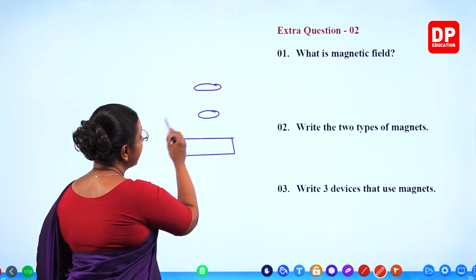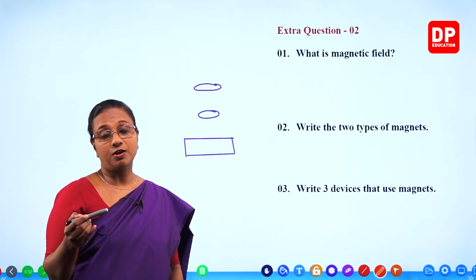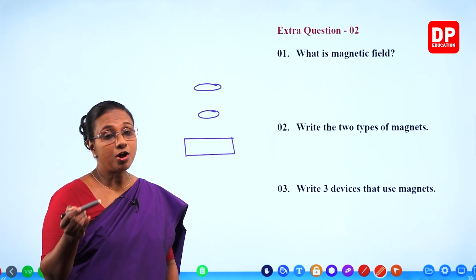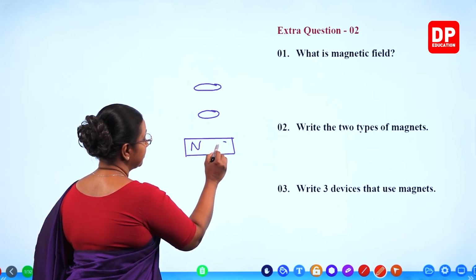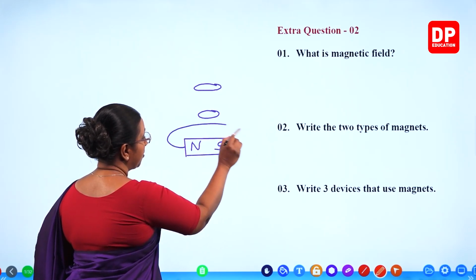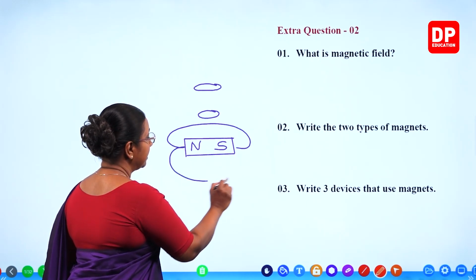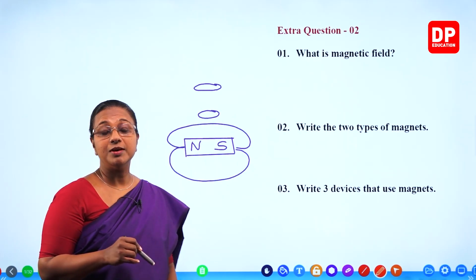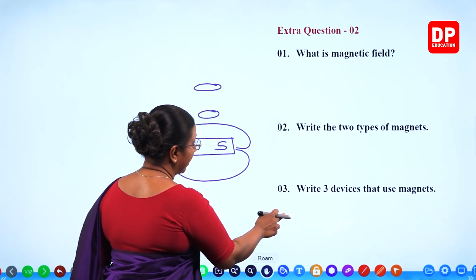So this area around the magnet where there is an effect of the magnet is what we call the magnetic field. And you all know normally for a bar magnet, if this is north and south, the magnetic field starts from north and goes towards the south. We have observed that, and on the other side also. So there is a region where you have the magnetic field lines. That is what you need to write here.